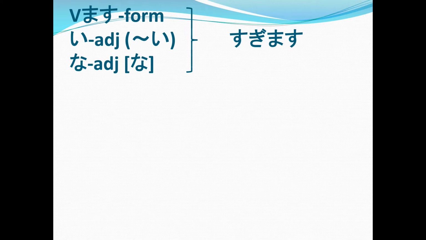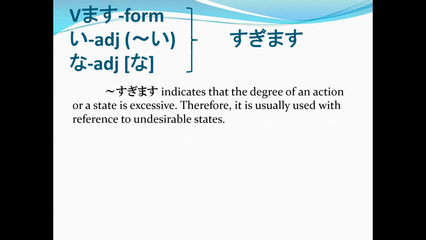I-adjective, remove the last i, sugimasu, and na-adjective without the na, sugimasu. Again, verb masu form sugimasu, i-adjective sugimasu, and na-adjective sugimasu. Sugimasu indicates that the degree of an action or a state is excessive. Therefore, it is usually used with reference to undesirable states, meaning it has a negative context.